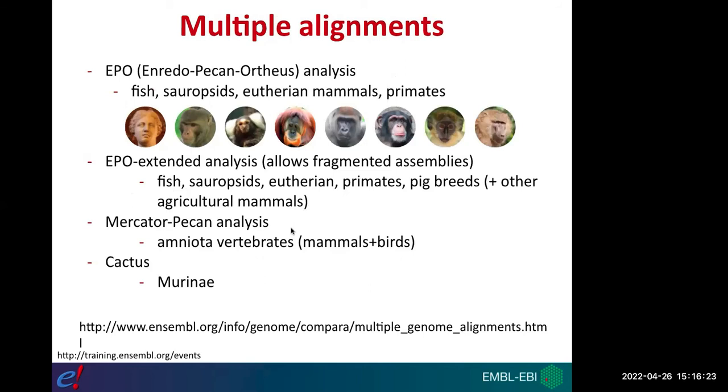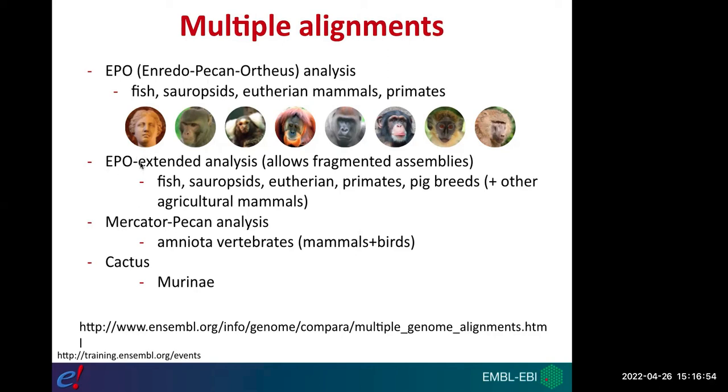The second type of whole genome alignments is the multiple whole genome alignments. This is where we take species sets, so predetermined species sets, and we perform the whole genome alignments across all of these species in one go. For example, we have a pipeline called the EPO pipeline, the Enredo Pecan Ortheus analysis. And this is where we take closely related species such as the 12 primates in Ensembl, and we perform whole genome alignments across all of those species.